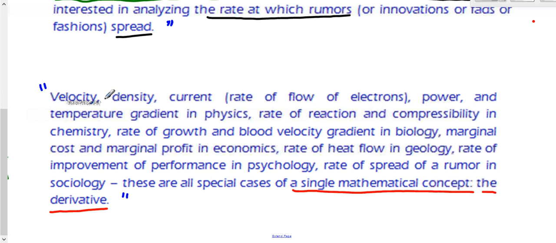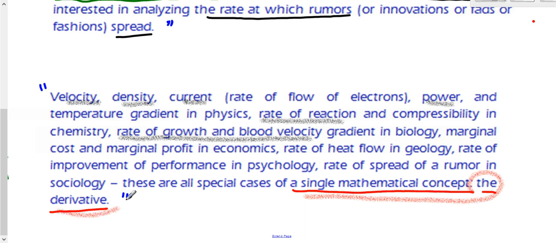So all of those interesting and different phenomena, whether it's current or electricity, which is the rate of flow of electrons, or chemistry, the rate of a reaction, even in biology, the rate of growth or rate of flow of blood, and so forth, are actually special cases of a single mathematical concept known as the derivative, which we're going to take a look at today.